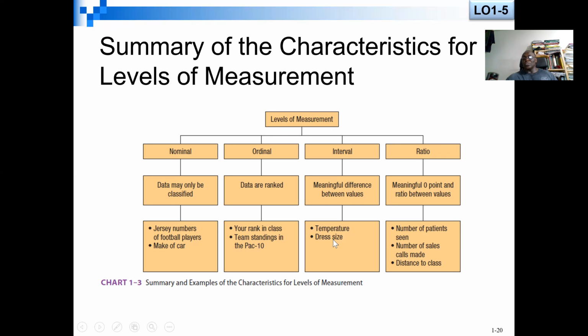With dress size, we can't just say 0, and if it's 0, it means something. It doesn't mean nothing. Then ratio is almost everything. So it has a meaningful 0 point and ratios between values. For example, the number of patients, number of cells, calls made, distance to class.